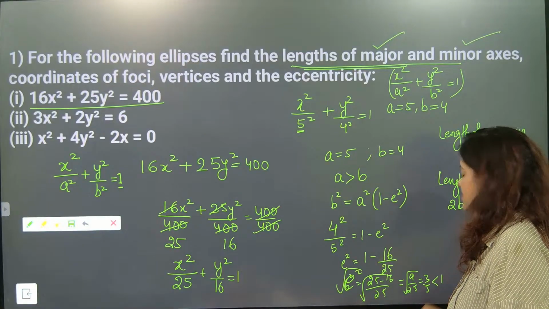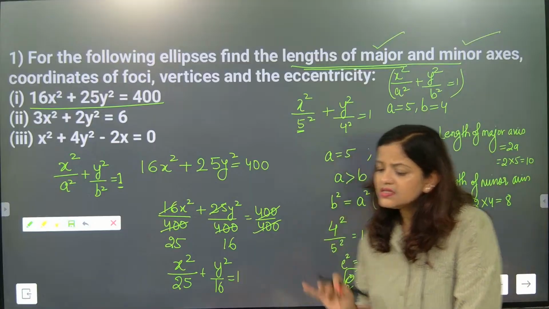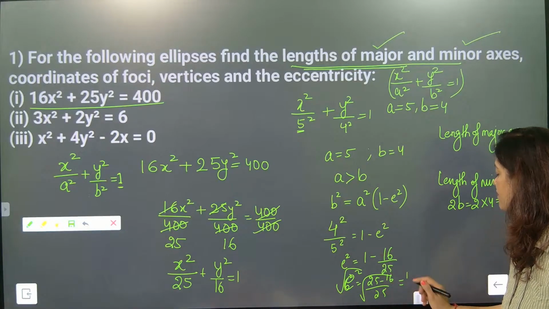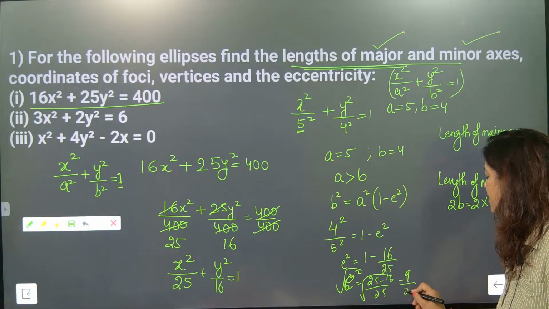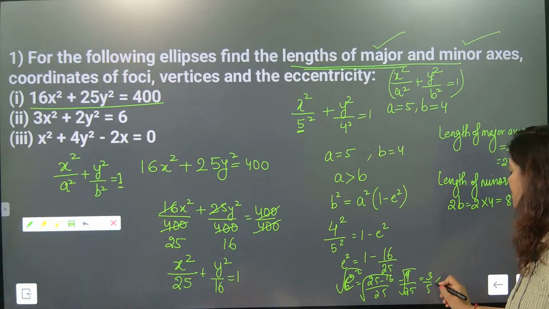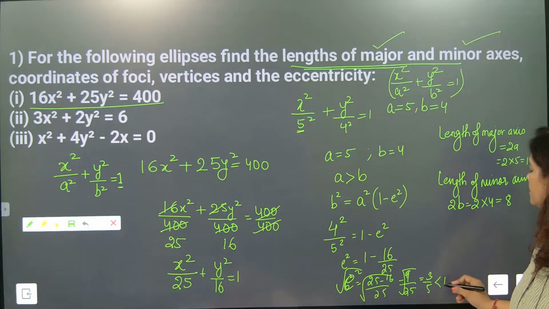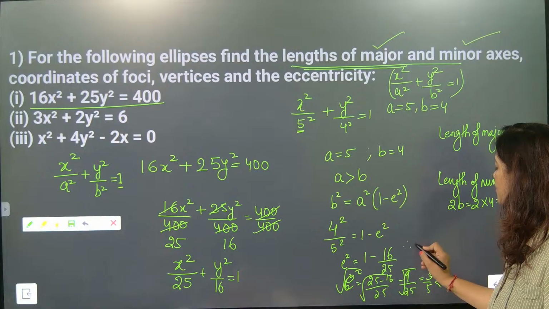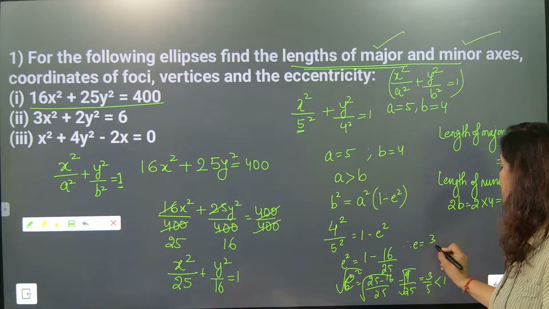And 3 by 5 is less than 1. Always remember, since 3 by 5 is less than 1, it is valid. So root of 9 by root of 25 is 3 by 5. Now you got the eccentricity. Overall, the eccentricity is coming as 3 by 5.